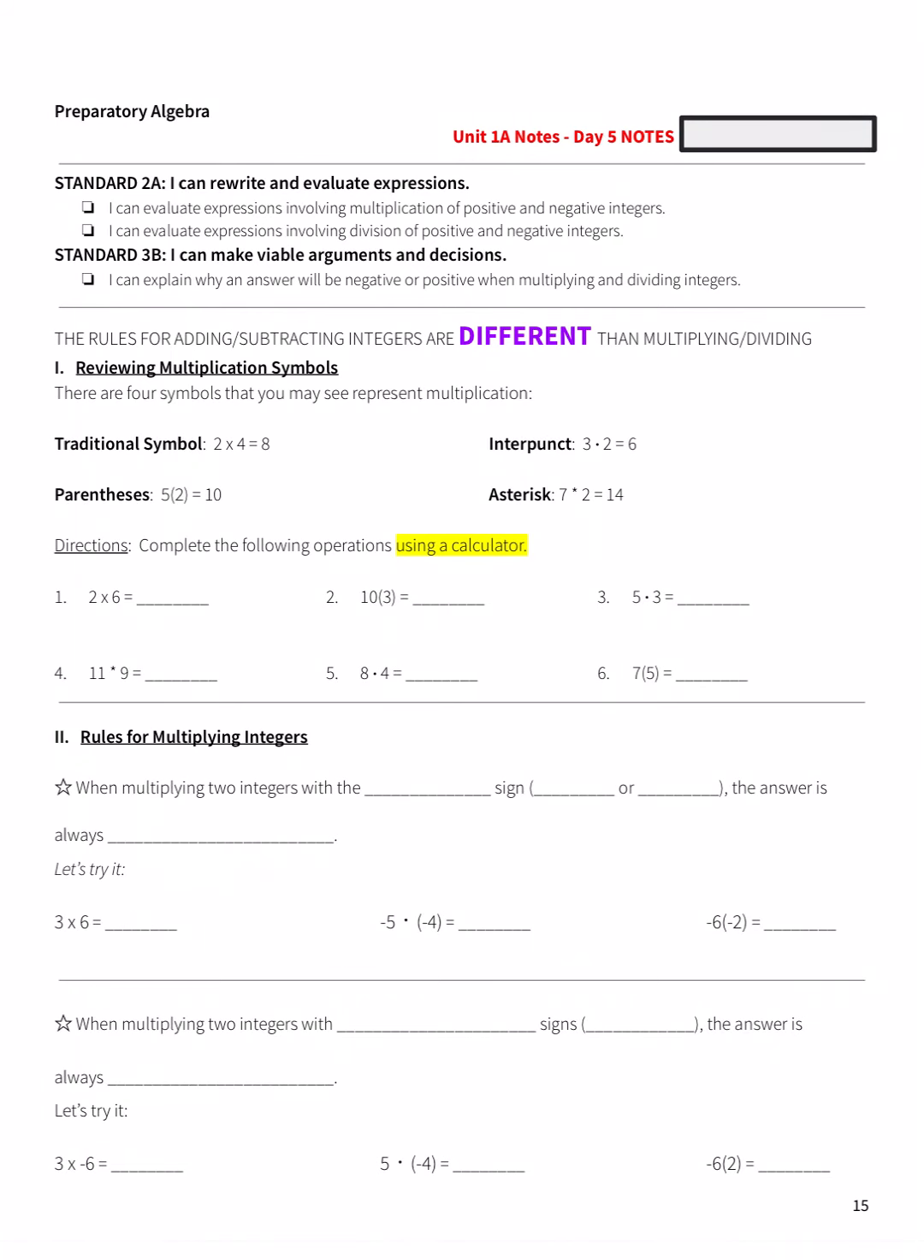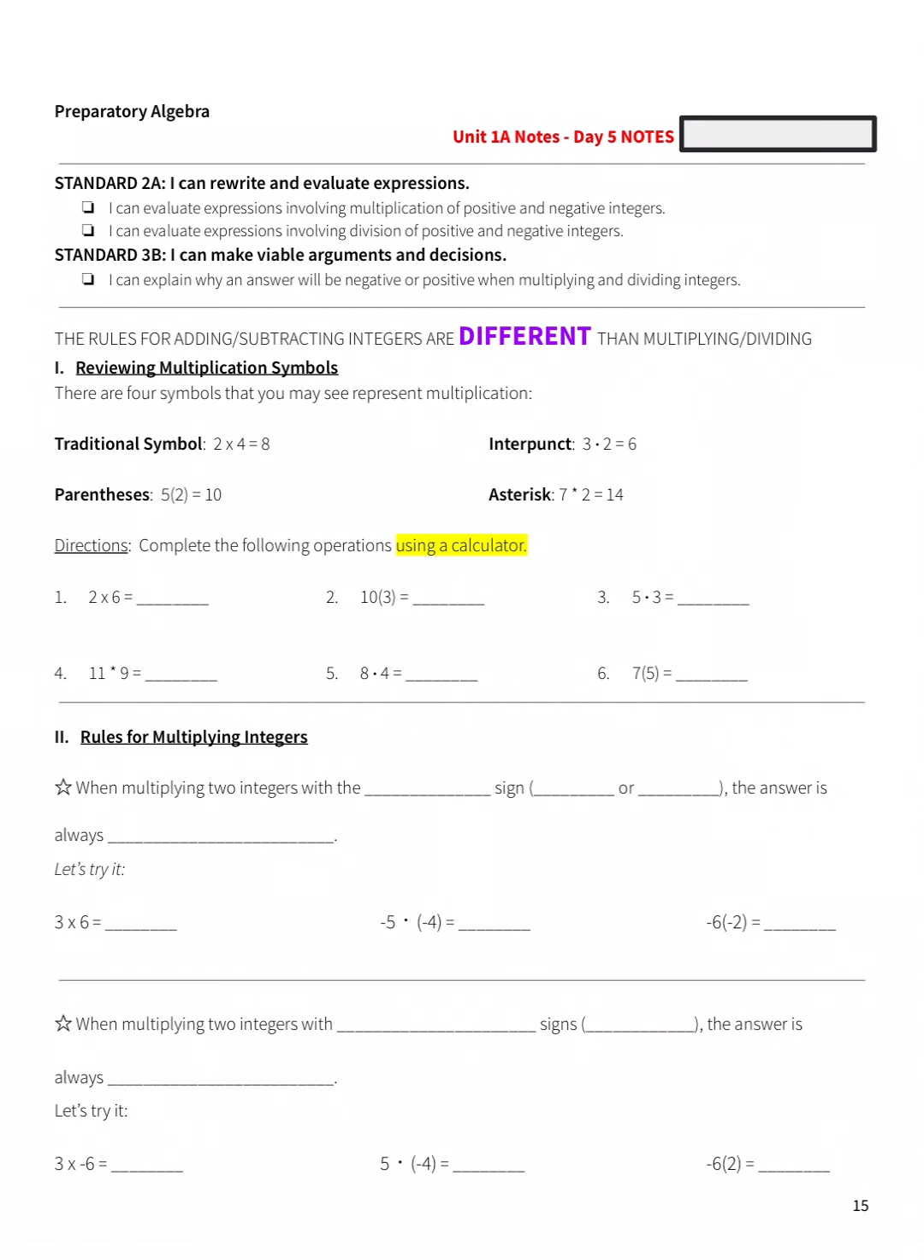These are your Unit 1A, Day 5 notes. You'll be looking at Standard 2A and 3B. In Standard 2A, you're going to practice solving expressions involving multiplication of positive and negative numbers and division of positive and negative numbers. Standard 3B, you're going to need to explain why an answer would be positive or negative.